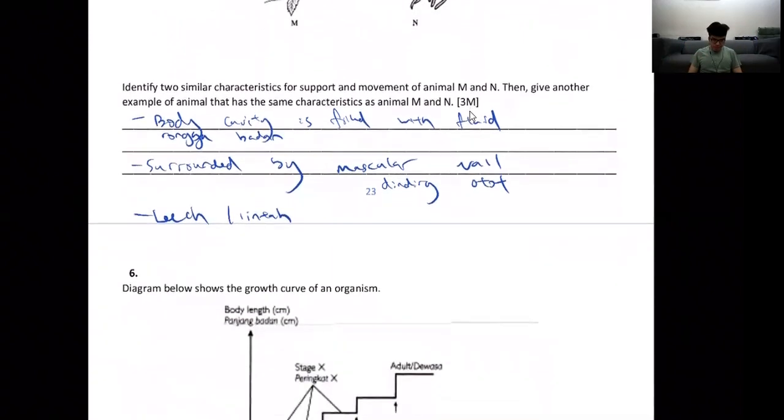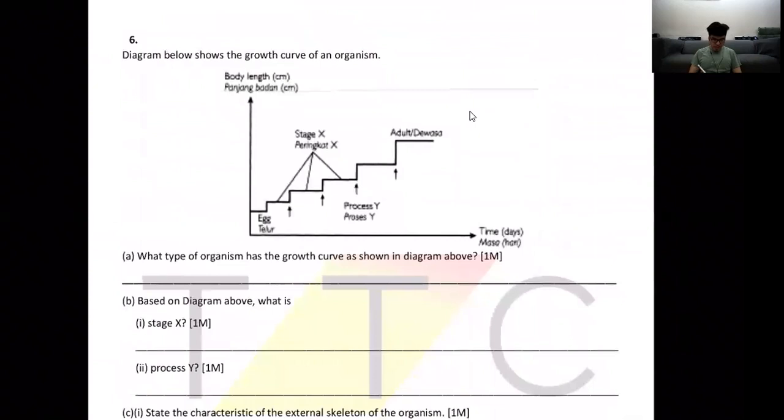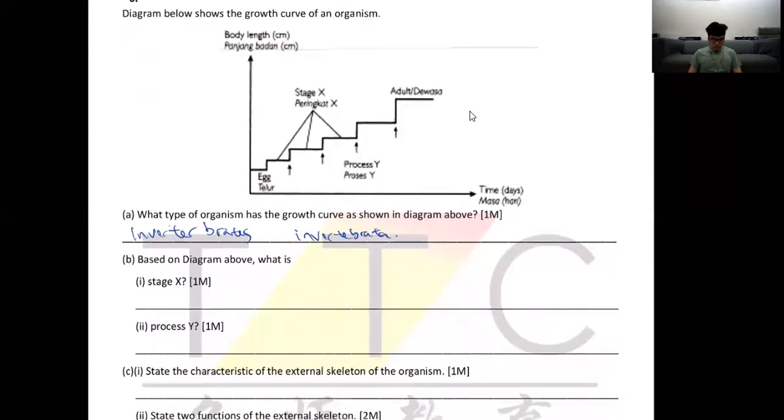Anyway, moving on, let's go to number 6. So what type of organism has the growth curve as above? So that would be our invertebrates. Okay, invertebrata. And based on the diagram above, what is stage X? Okay, the not moving stage is called instar. Y, which is the growing one, we call ecdysis. That's when they break their shell.